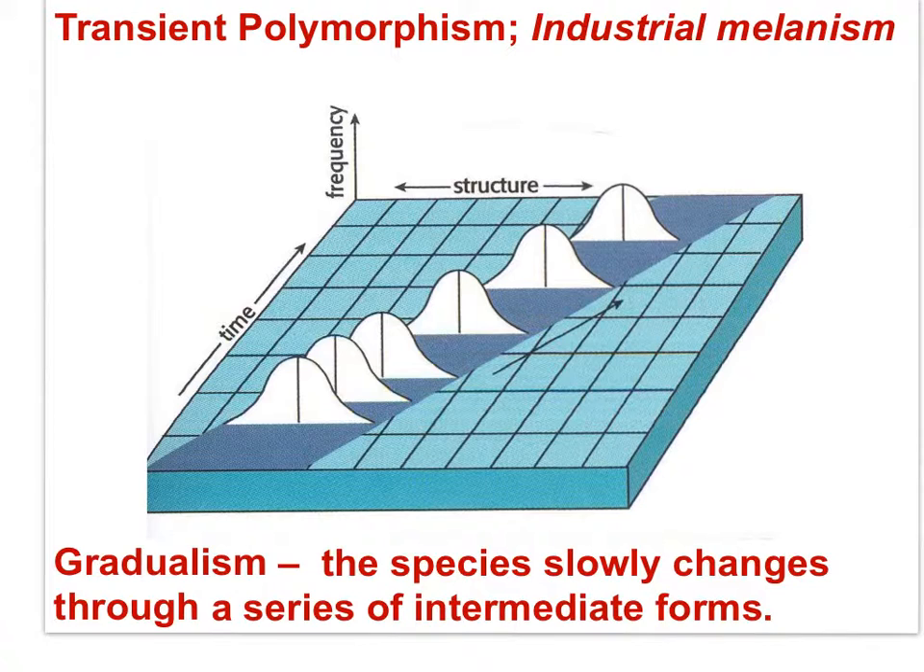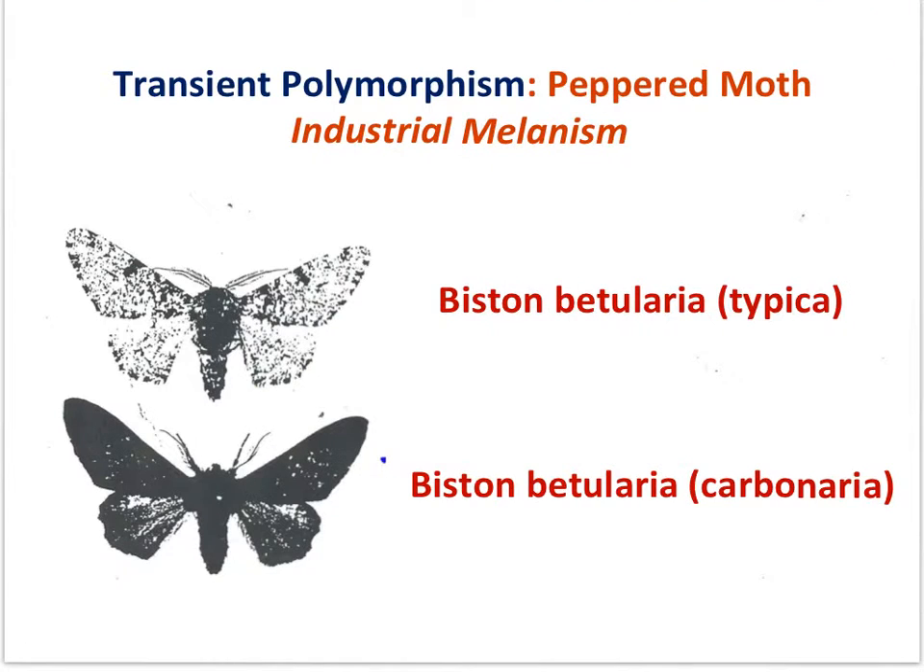Just apply the new language to the concept of directional selection and realize that industrial melanism, or the story of the peppered moth, would fit nicely here. Industrial melanism, the peppered moth story, is an example of directional selection. Industrial melanism, the peppered moth story, is an example of transient polymorphism.